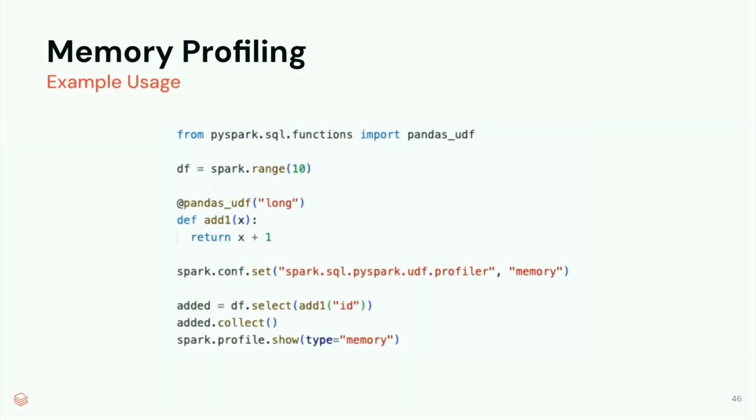Here's an example. It uses the same pandas UDF as before, add1. But this time, we register the memory profiler with this Spark conf. And we execute the UDF. Finally, we call the show API to show the memory profile.